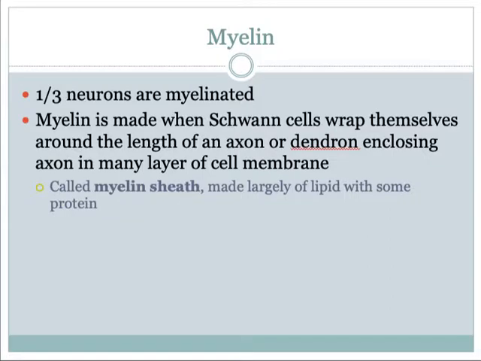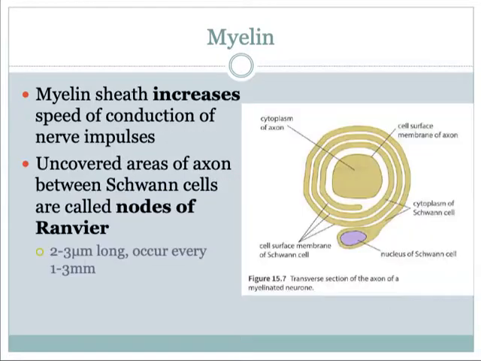These are unmyelinated neurons, and about two thirds of our motor and sensory neurons are, this is a difficult word, unmyelinated. Myelin is made when Schwann cells wrap themselves around the axon all along its length. The Schwann cell spirals around, enclosing the axon in many layers of its cell surface membrane. The enclosing sheath is called the myelin sheath, and it's largely lipid together with some proteins. The sheath affects the speed of conduction of the nerve impulse.